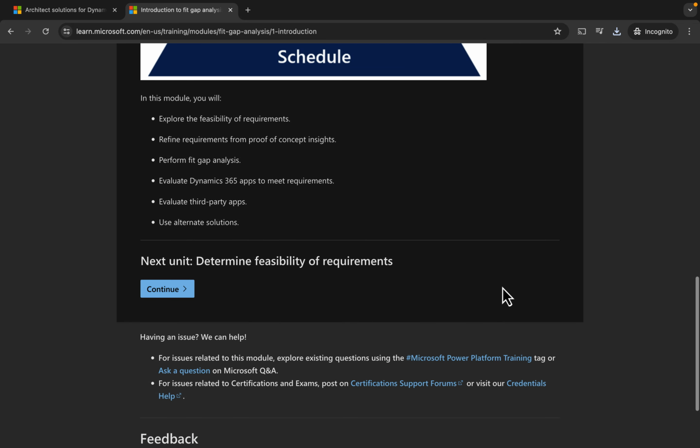In this module, you will explore the feasibility of requirements, refine requirements from proof of concept insights, perform fit gap analysis, evaluate Dynamics 365 apps to meet requirements, evaluate third-party apps, and use alternative solutions. Next unit, determine feasibility of requirements.